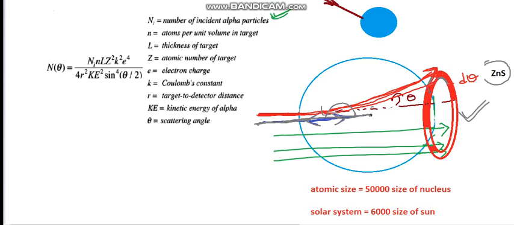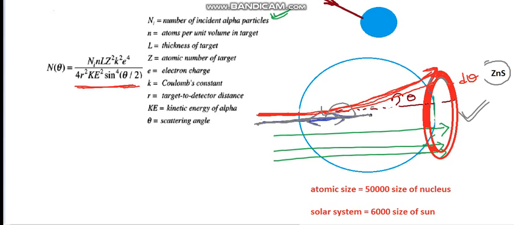First we will consider how the scattering angle is going to affect the number of scattered alpha particles. From this expression we can see clearly that the number of alpha particles which are scattered is inversely proportional to the fourth power of sine of theta by 2, which means that if you have a smaller angle, your sine value will be smaller, and your denominator will be smaller, which will lead to more scattered alpha particles. So if you have a smaller scattering angle, you will have more alpha particles scattered.